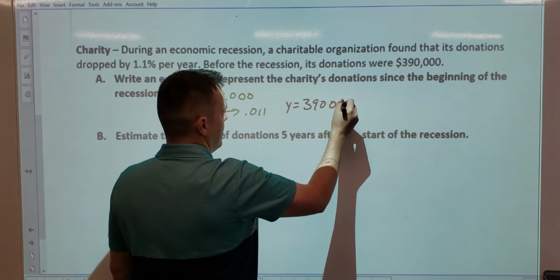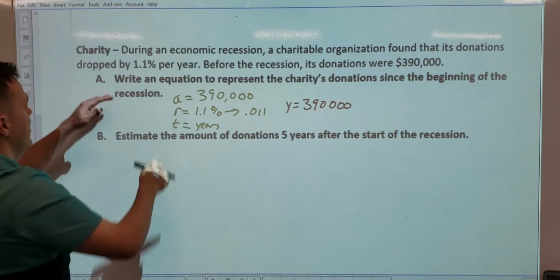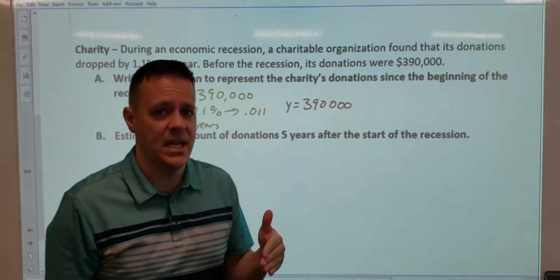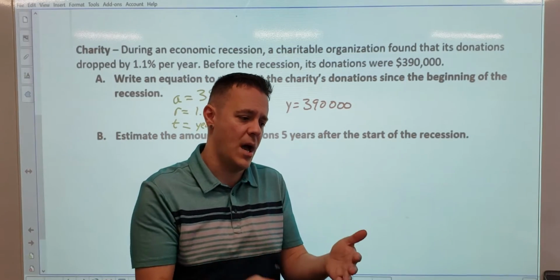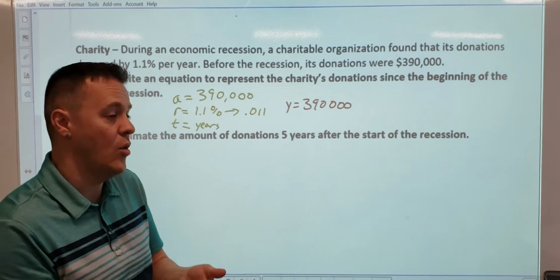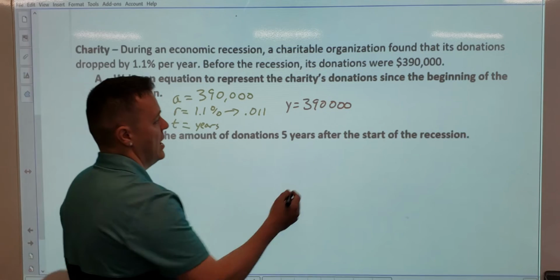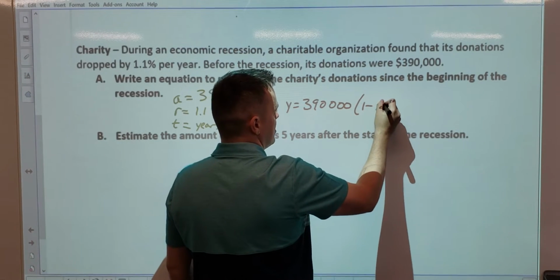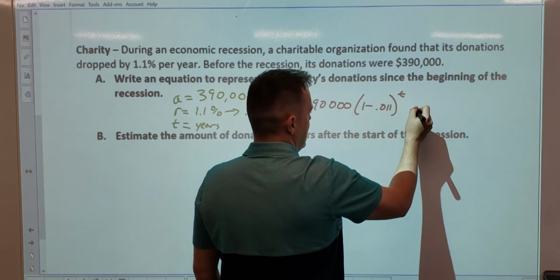Look at the decay formula, because if you ask me, how do I know this is growth or decay? If you see the words dropped, reduced, you know that's decay. If you see the words increased, growth, that would be, of course, growth, okay? Now this is going to be 1 minus my rate, which is 0.011 to the t.